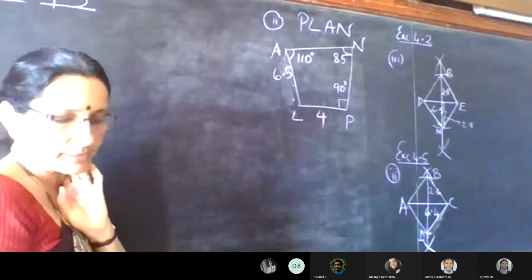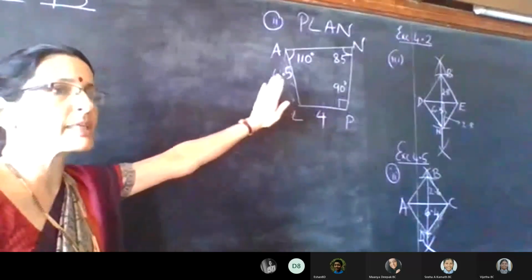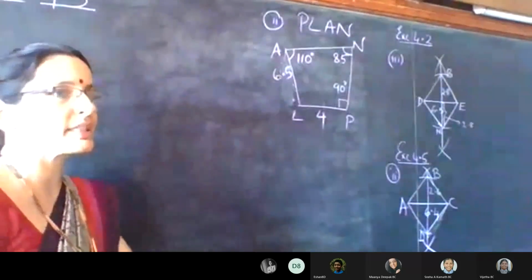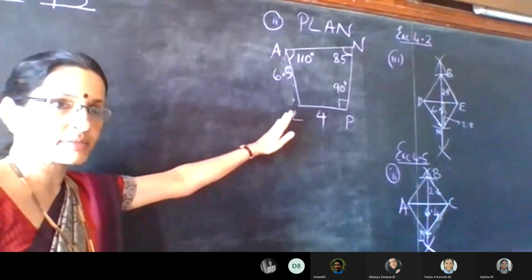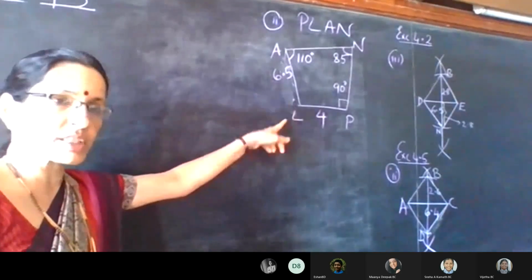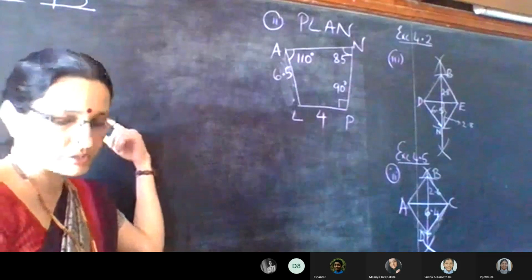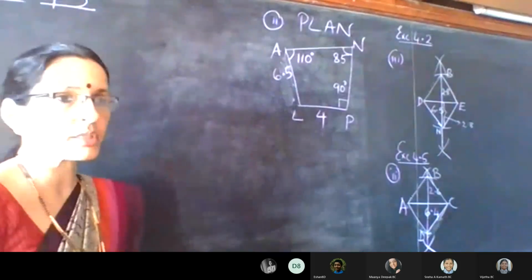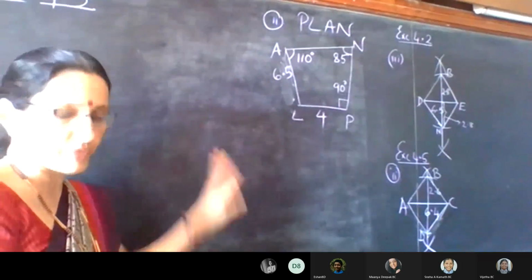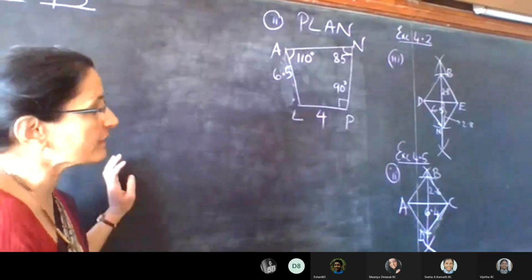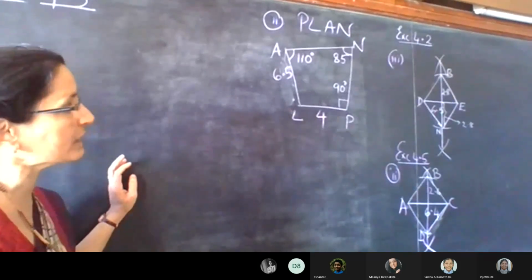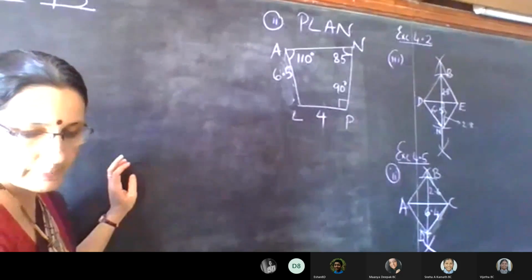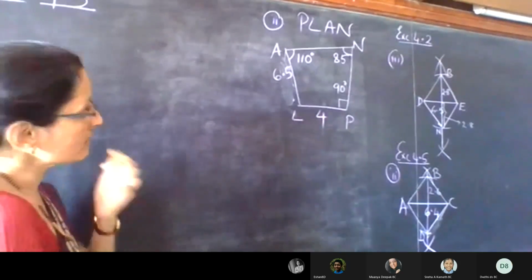When the rough diagram is complete, check once again whether the data given is entered in the rough diagram, because this is the one which takes us to the final. If this is wrong, our final construction is wrong. Now no more looking at the data. Once the rough figure is complete, no checking with the data once again. So N is 85, A is 110, P is 90, LA is 6.5.